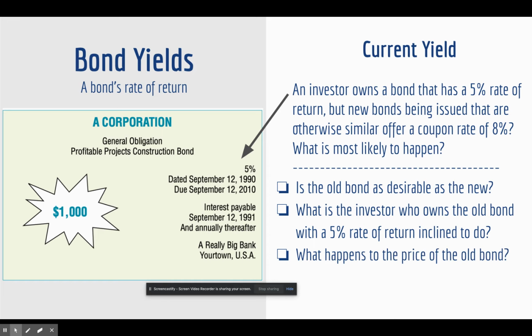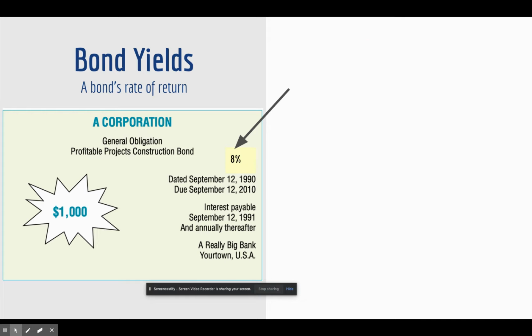What happens to the price of the old bond? The price for the old bond will go down because if I can get something for 8%, I can't sell a 5% bond at full price. And then what happens to the old bond's yield? The yield will actually go up because, remember, the interest rate is the same, 5%, but now the price for that bond will be lower.